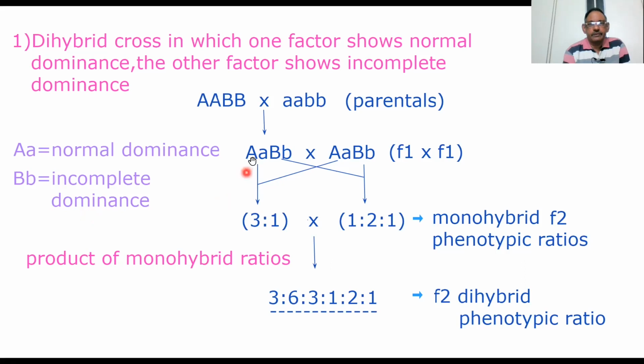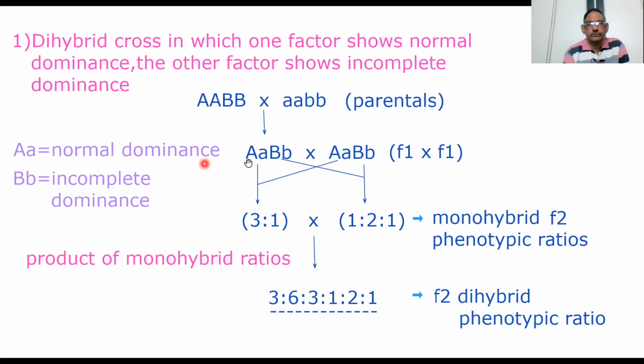And the factor A monohybrid F2 ratio is this. For factor A, capital A small a into capital A small a, this is monohybrid F1 into F1 for factor A. The phenotypic ratio is 3:1 because factor A shows normal dominance.